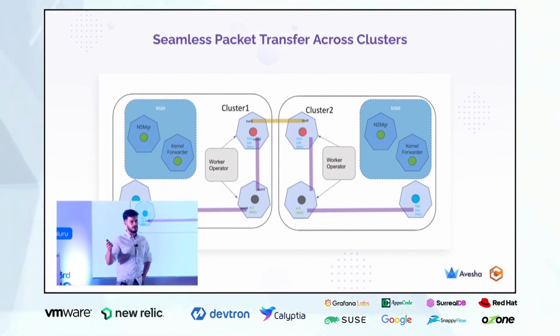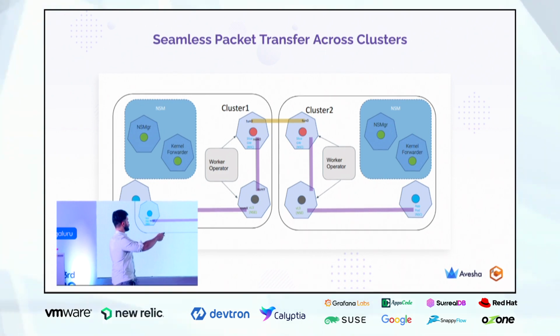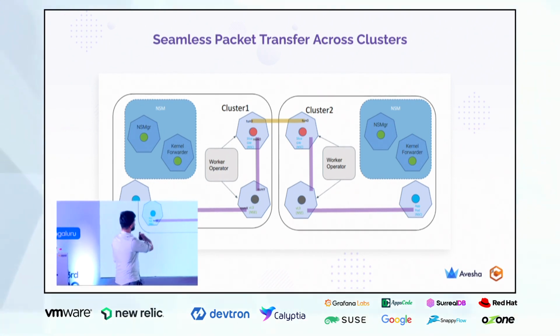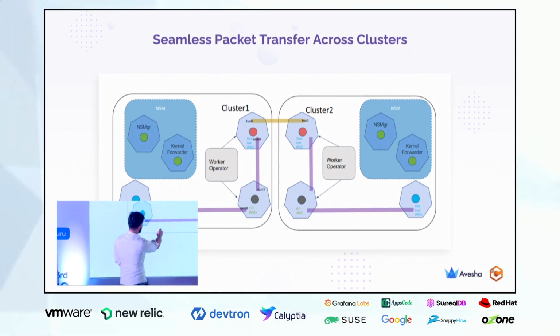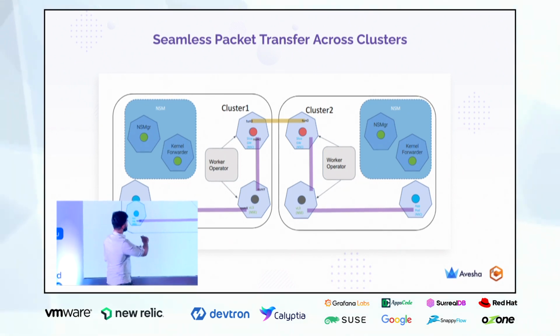Now, when an app pod in cluster 1 wants to send traffic to an app pod in cluster 2, the traffic first goes to the router. As I said, the router is a network service endpoint. The router then forwards the traffic to the gateway pod. The gateway pod encrypts all the traffic and sends it to the cluster 2 gateway. The cluster 2 gateway forwards it to the router on cluster 2, which then forwards the traffic to the correct destination application pod.